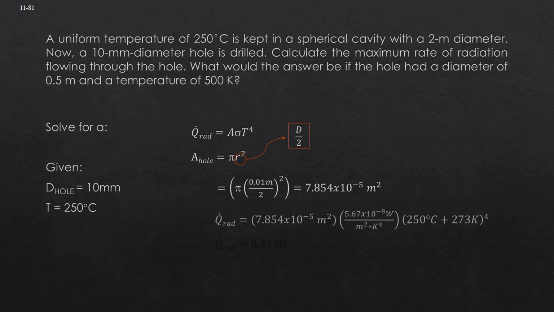Now, plugging into our equation, we will get Q dot rad equals 7.854 times 10 raised to negative 5 square meters times our Stefan-Boltzmann constant, 5.67 times 10 raised to negative 8 watts per square meter Kelvin raised to 4, times our temperature, which is 250 degrees Celsius, and since our temperature should be in Kelvin, we add 273 Kelvin, raised to 4. We will get Q dot rad equals 0.333 watts, and this will be our answer in problem A.